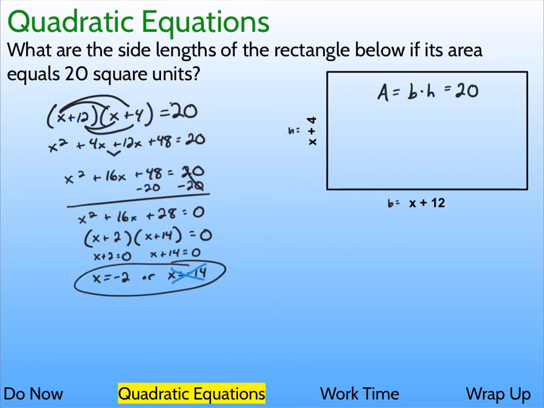All right, let's switch over to red for this one. We'll try out x equals negative 2. So with this, we're going to negative 2 plus 4. That equals 2. Okay, that's good. And then we'll try it here. We get negative 2 plus 12. That equals 10. Good, that's positive, so that's good. And then just a real quick check, is 10 times 2 20? You bet it is. So our answer for this problem, x equals negative 2 is what we use, and it's looking for the side lengths. So the side lengths are 2 units and 10 units.